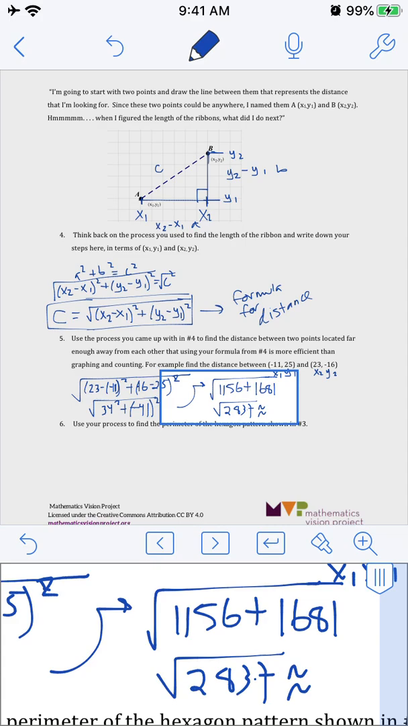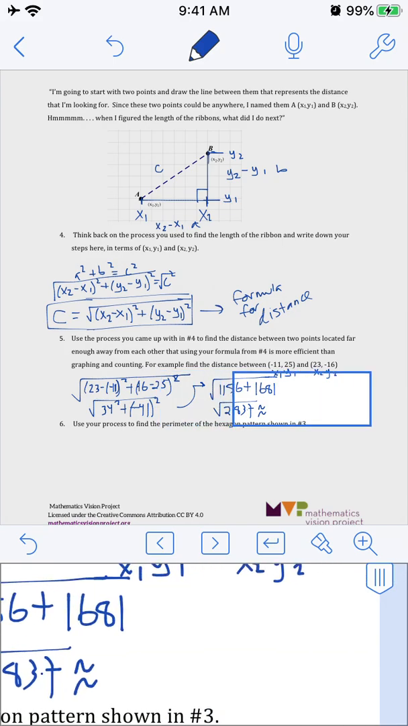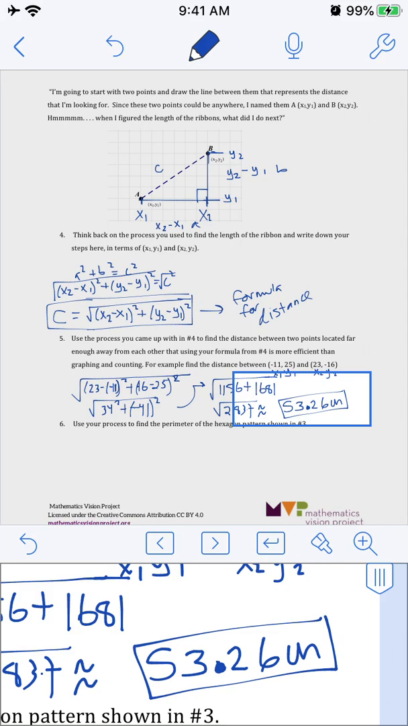Pardon me, calculator is not working with me. Yep, about 53. We'll take it to like 2 decimal places, 53.26. One could argue that since the points are in whole numbers, you could even round to 53. We want to say it's not exactly 53, right? So 1 or 2 decimal places is fine. But we want to make sure we slap on units.